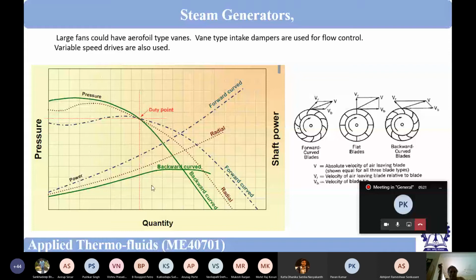As I have told, from a safety point of view, this is a very desired feature of a fluid machine, either a pump or a fan, because it will not overload the motor, and the motor will also not trip. But there are other aspects we have to consider.